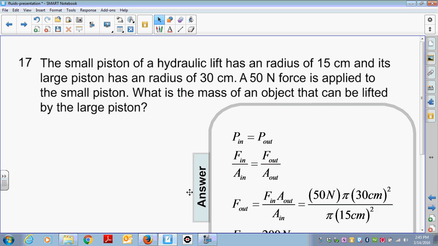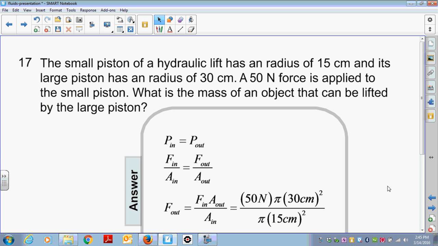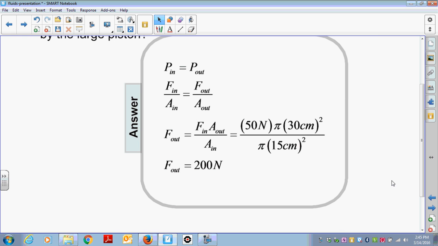Okay, so let's take a look at the solution. We know that the pressure in must equal the pressure out, that the force per unit area in must equal the force per unit area out. Solving for the force out and substituting in, notice here that we use the formula that area is equal to pi r squared. Okay, area is equal to pi r squared. Substituting in the numbers, notice that pi cancels out, and we end up with 200 newtons.